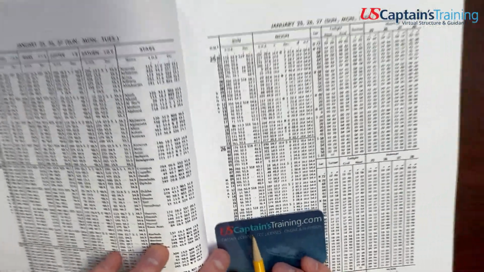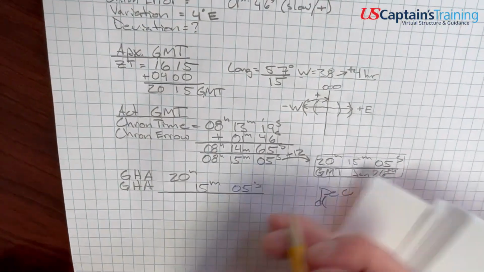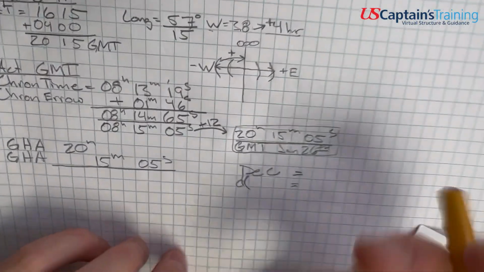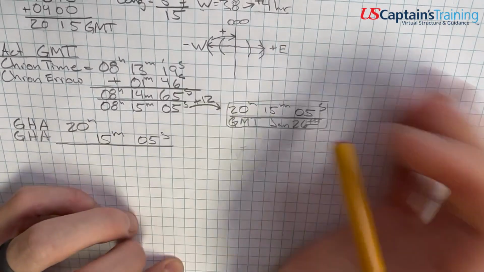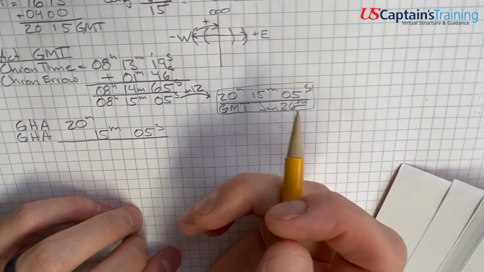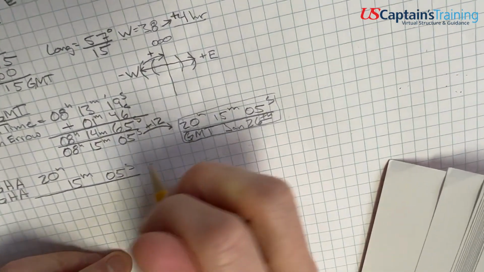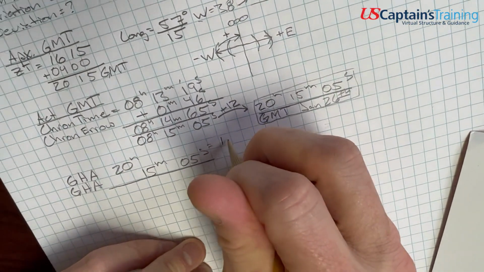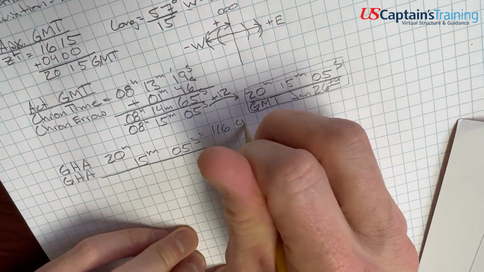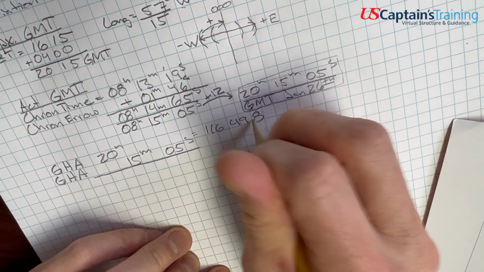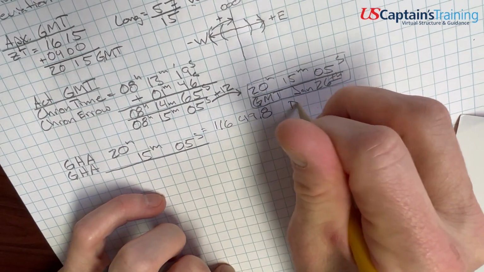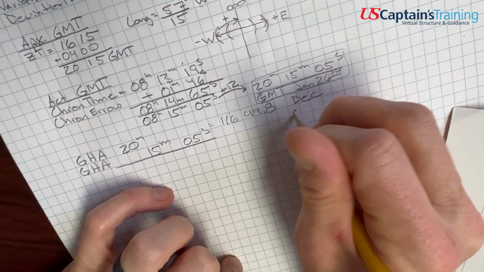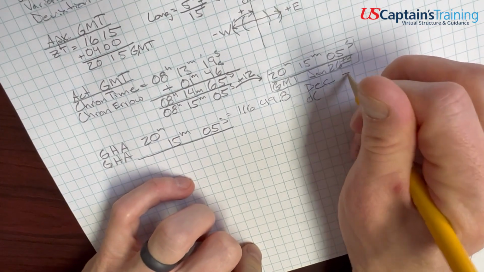116:49.8. So we'll record that, 116:49.8. Don't mess that up. There we go. And we'll get the declination and d correction.